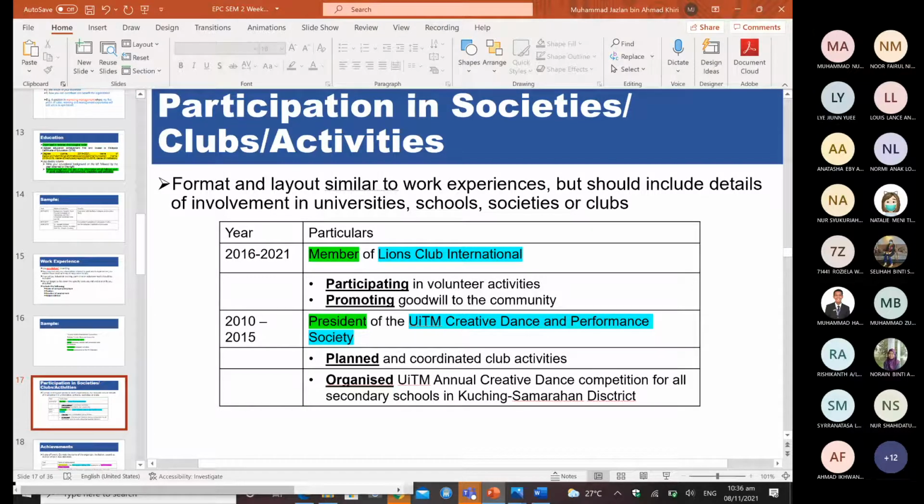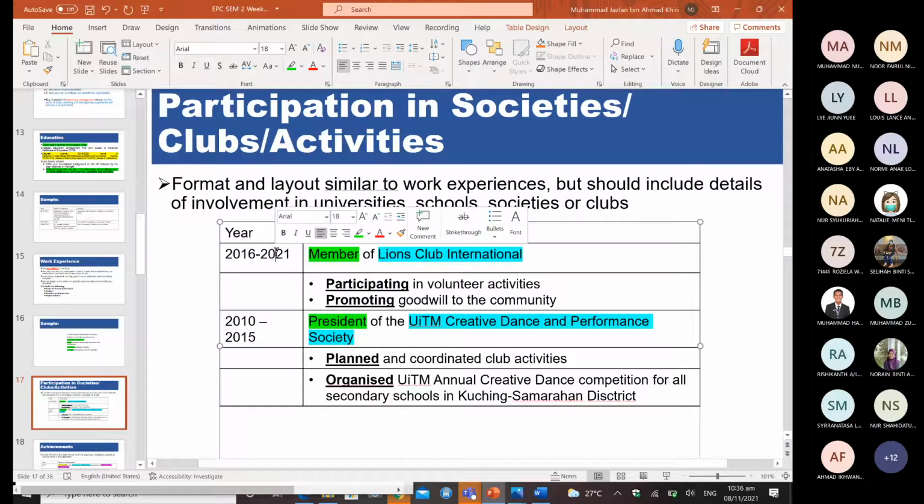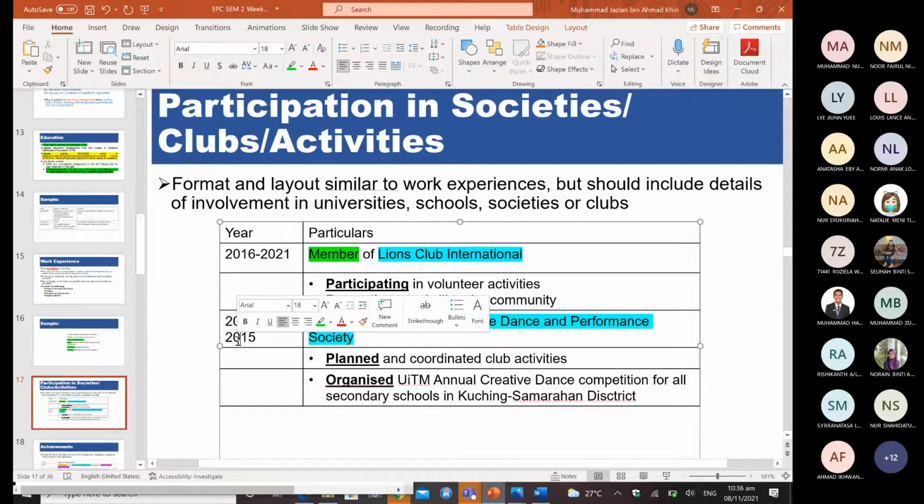When you write this section, make sure you pay attention to the year first. As you see here, the most recent is 2021. The older one is in 2015. When you are writing this one, make sure to indicate your position, in this case in green, okay? Position, member, followed by the name of the club, Lions Club International. And the second one, president of the UITM Creative Dance and Performance Society.